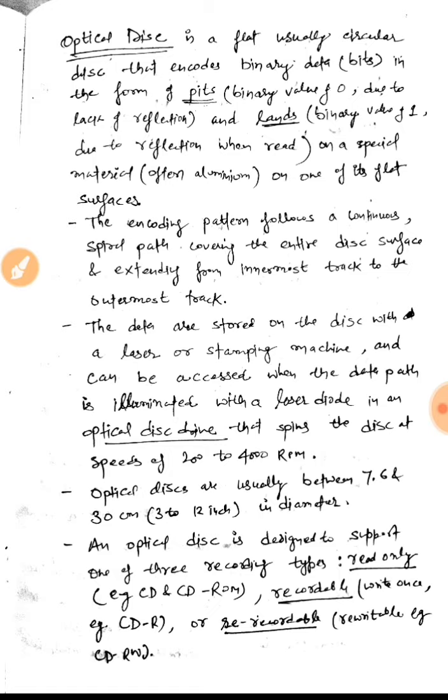So the encoding pattern follows a continuous spiral path covering the entire disk surface and extending from the innermost track to the outermost track. The data are stored on the disk with a laser or stamping machine and can be accessed when the data path is illuminated with a laser diode. So a laser diode is used to fetch the data from the optical disk drive, which spins the disk at a speed of 200 to 4000 rpm.